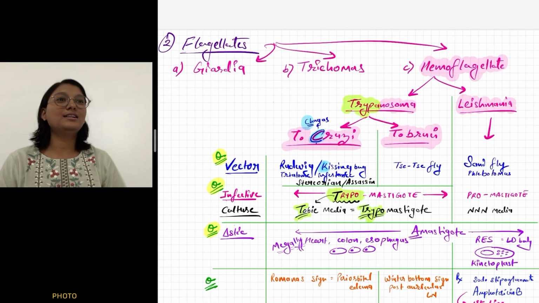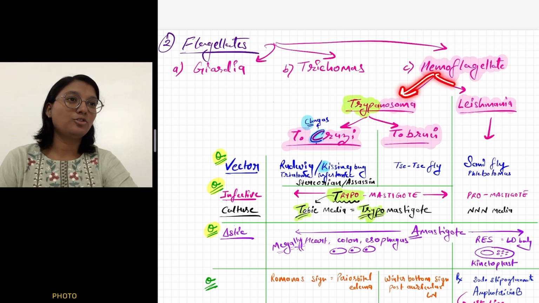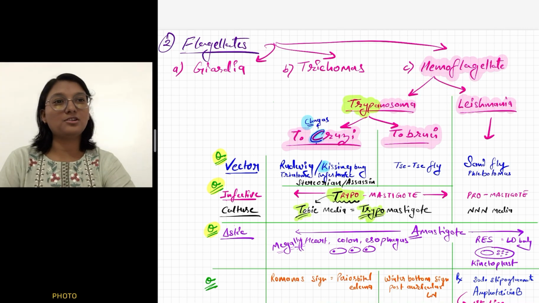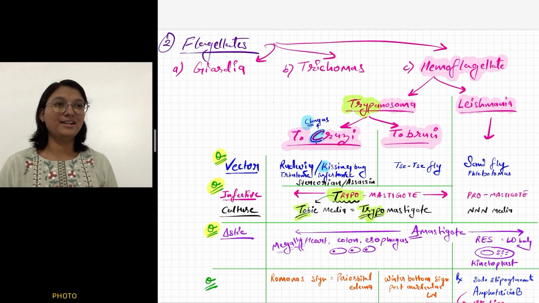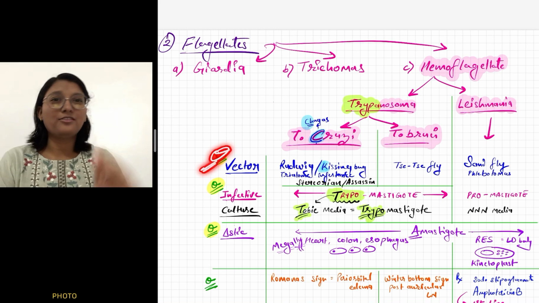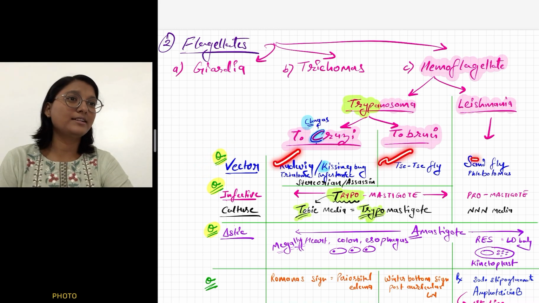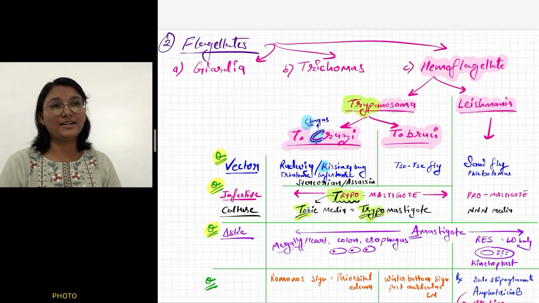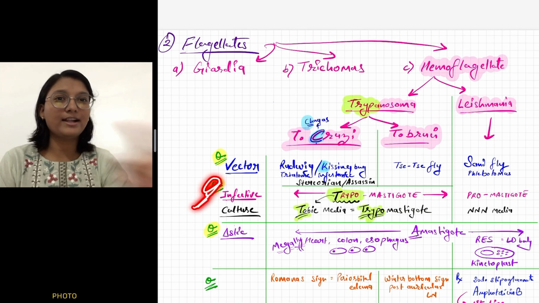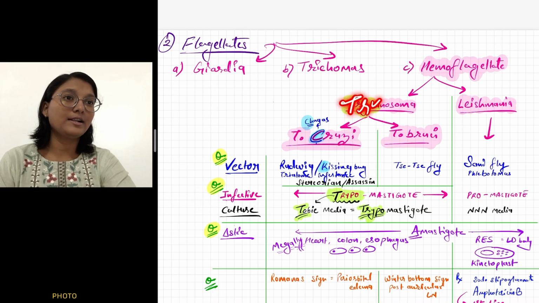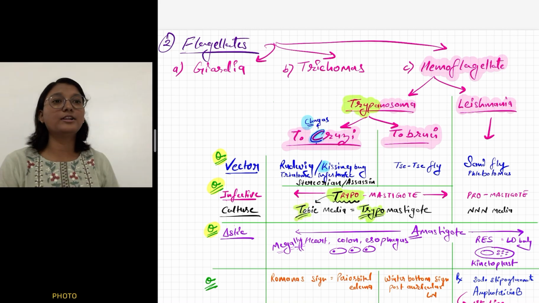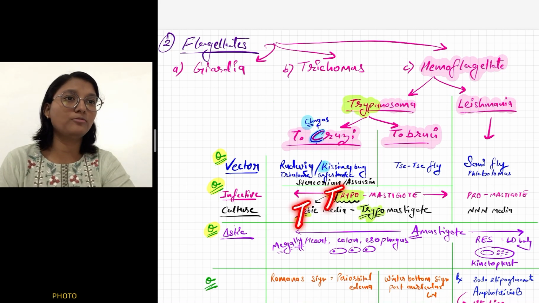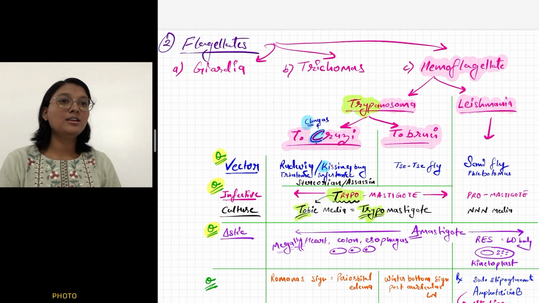Coming to hemoflagellates, it is divided into trypanosoma and leishmania. Okay, so trypanosoma is Trypanosoma cruzi and brucei. C for cruzi, C for Chagas disease, you can remember that. Okay, so the vector they ask frequently, so you can write the vectors of all the 3 flagellates at one place, and they ask the infective stage. So you can remember trypomastigote as the infective form of trypanosoma, and trypanosoma uses the culture media Tobie media, T for Tobie, T for trypomastigote, and T for trypanosoma. You can remember like that.